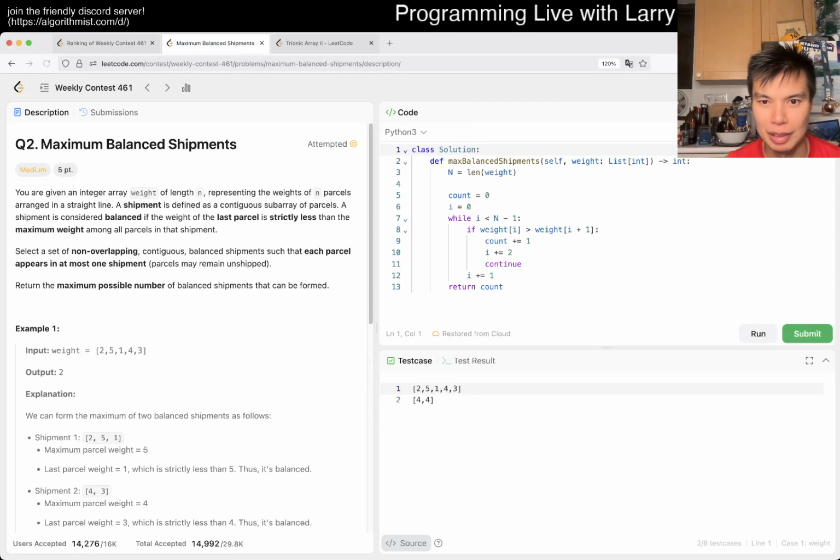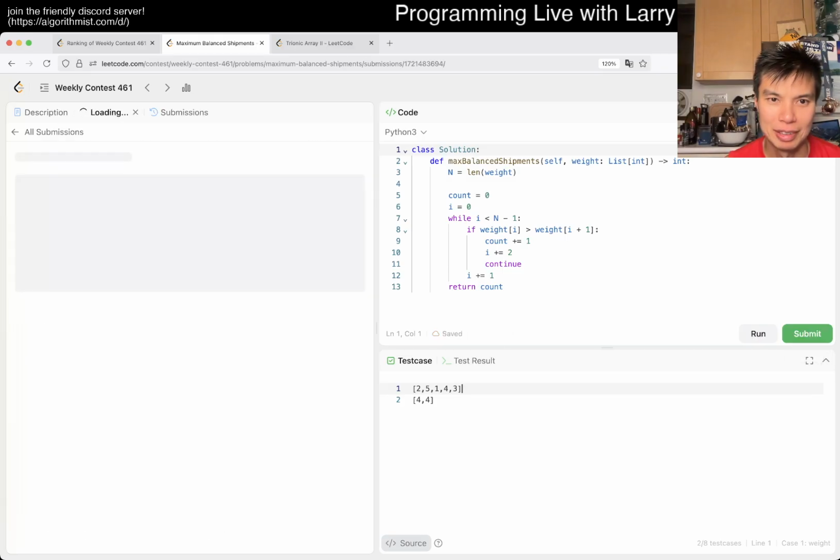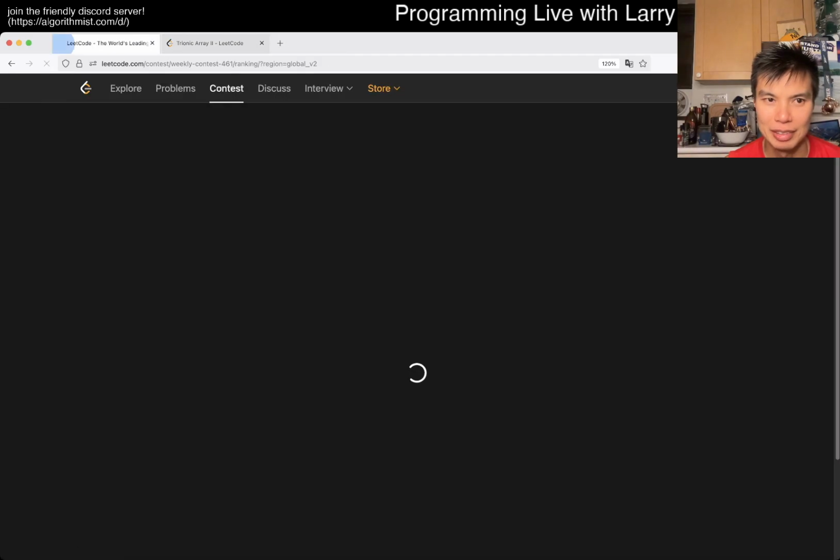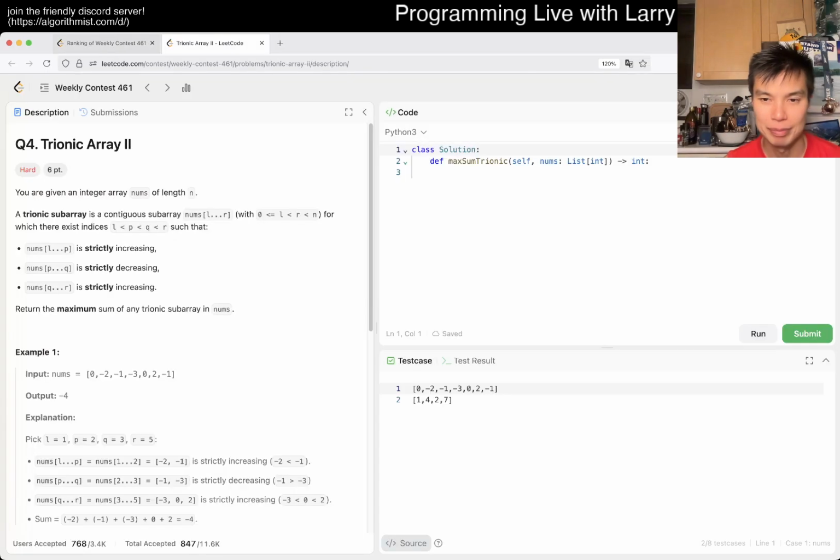Alright, let's submit it before. This is wasting my time, of course. I want to make sure that I'm submitting the right one. Alright, is that right now? Silly Leetcode. Leetcode has a lot of consistency issues. Okay, fine. I mean, I don't even know anymore.